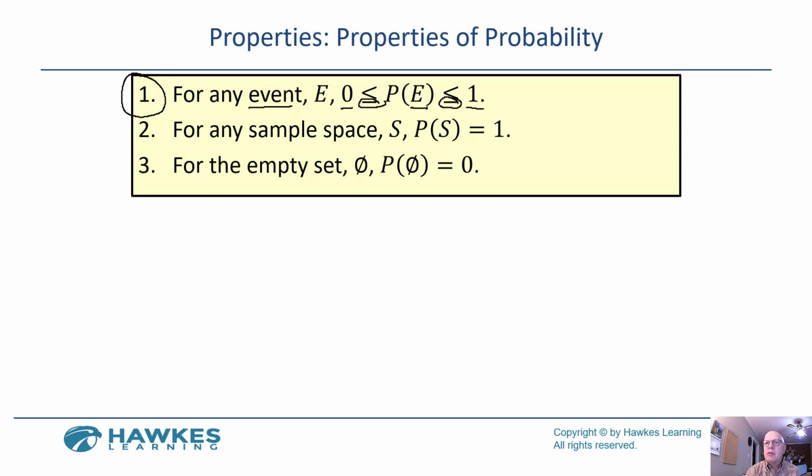Could be 0, which means it's impossible. 1 means it's definitely going to happen with certainty, or anything in between. Number 2, the probability of anything in the sample space happening is a 1. It's a sure thing. And the third one says with the empty set, in other words, nothing happens, the probability of nothing happening from that sample space is 0. 3 good things to remember, and those can be handy at times, as we'll see.